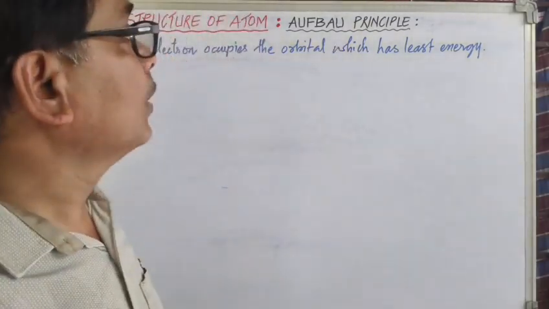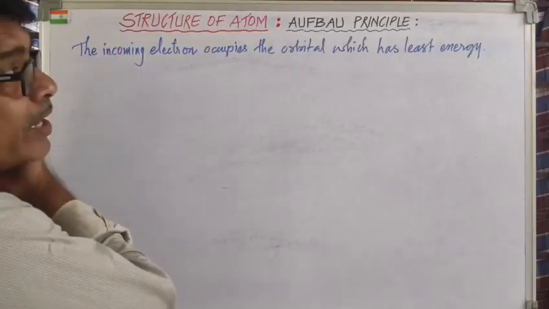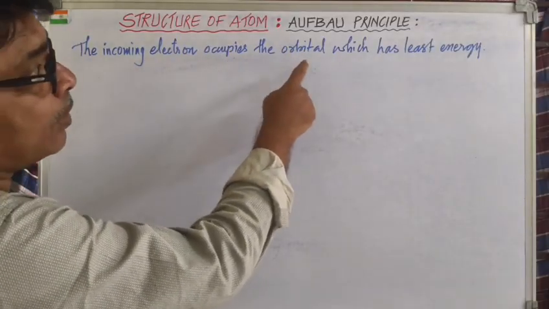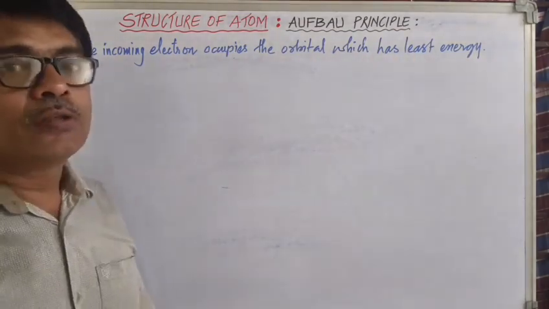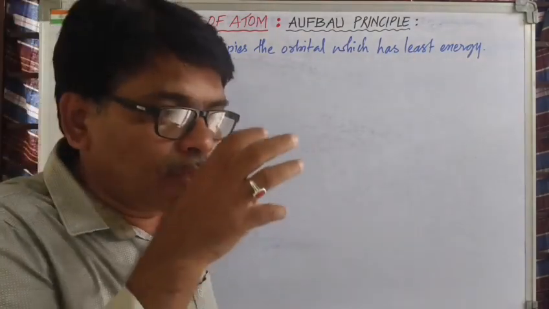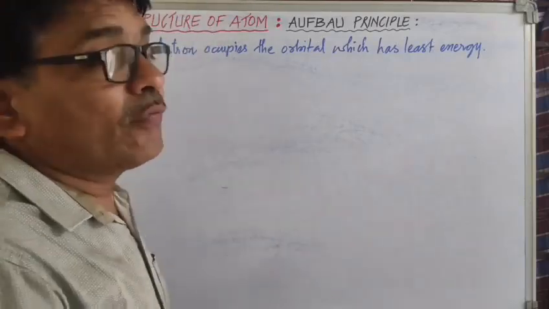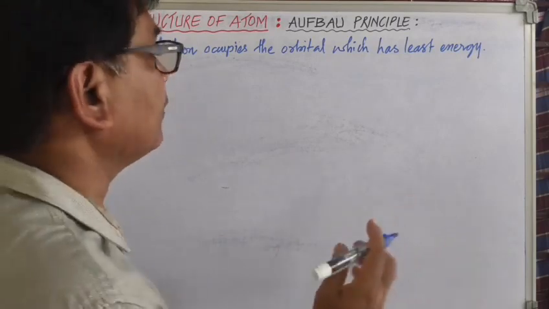So the first one, Aufbau Principle. What does this principle state? The incoming electron occupies the orbital which has least energy. That is what it states. Now, before explaining this, I'll give you some examples.